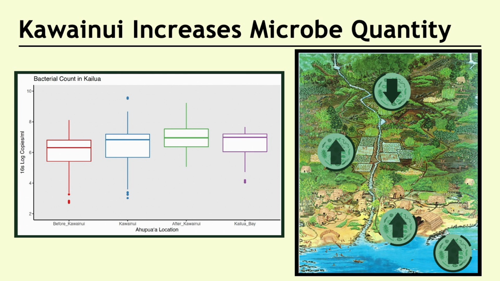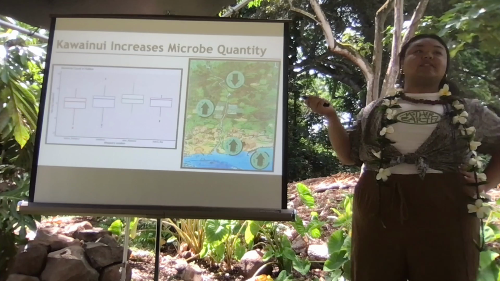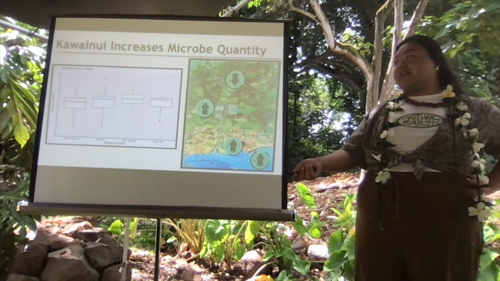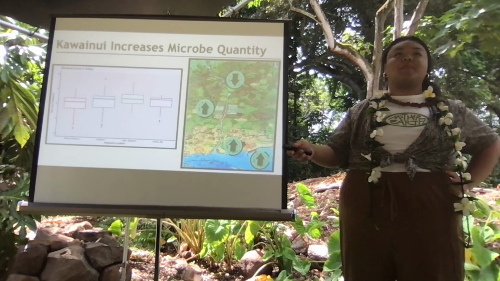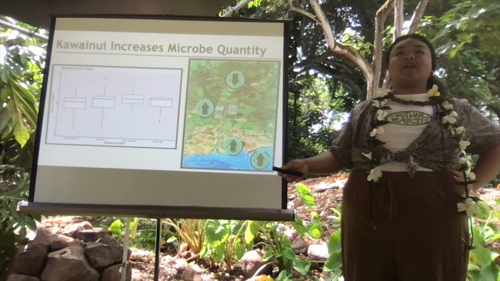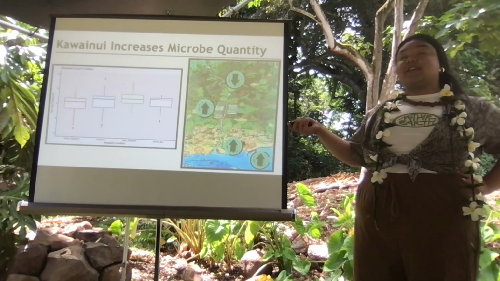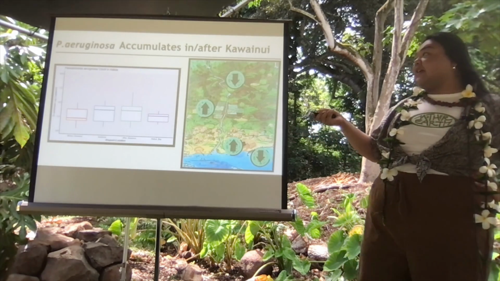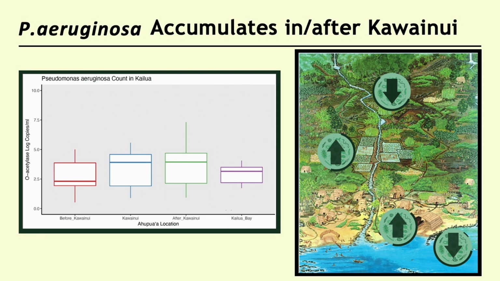And for the whole bacterial community, we say that Kawainui increases microbe quantity. So because of the slow-moving waters here in Kawainui and after Kawainui, the bacteria may remain in the slow-moving water and multiply, which is why the quantities increase. And for the same reason, P. aeruginosa accumulates in the water in Kawainui and after Kawainui because of the residence time in the water.